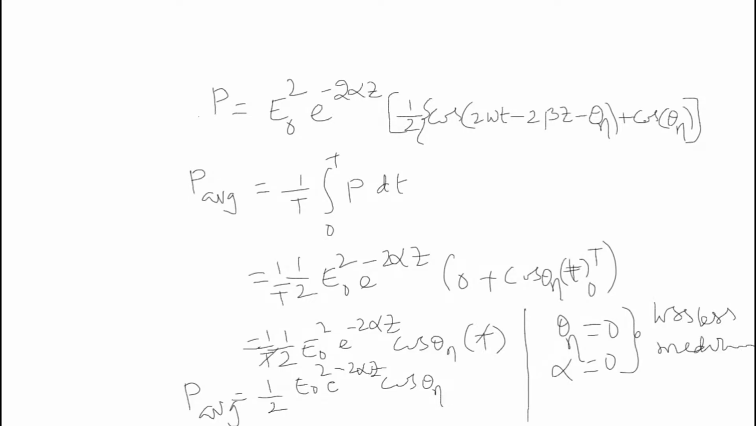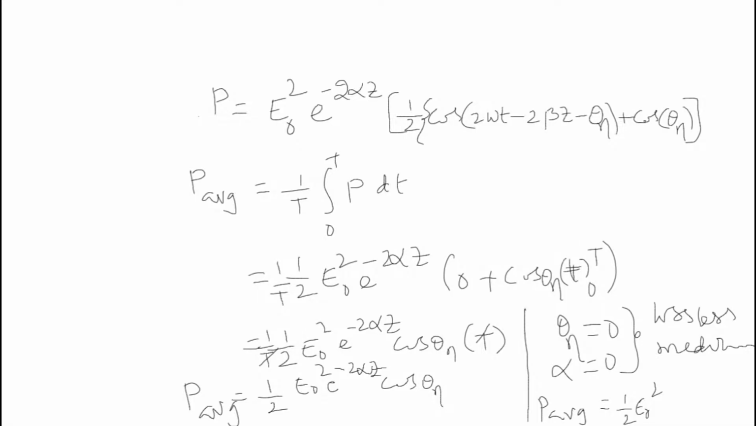By substituting this, you will get P average value as what? 1 by 2 E naught square, e to the power minus alpha value is 0, that is e to the power 0, that is 0, cos theta naught value is like this. That is 1 by 2 E naught square by 2.